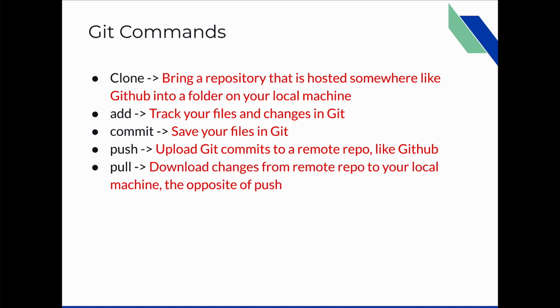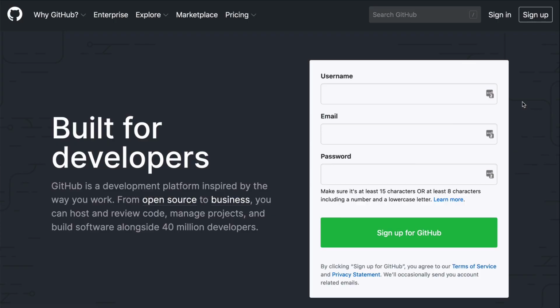When there are changes to your code on GitHub and you want to bring those to your local machine, then you use the pull command. You pull down changes from the remote repository. Those are all the commands that I want to cover to get started. Again, we're going to go over examples of each of these.